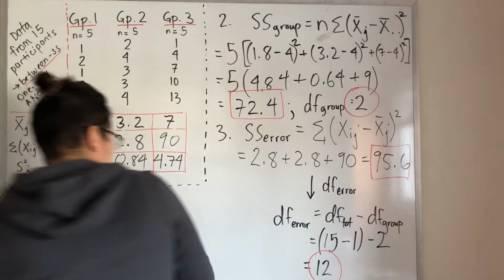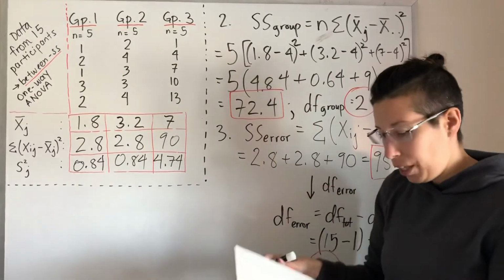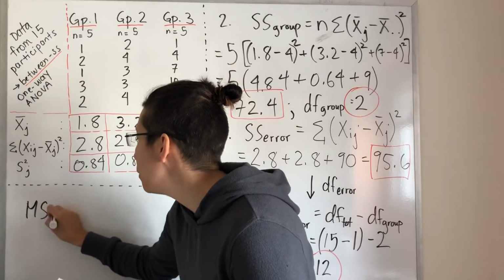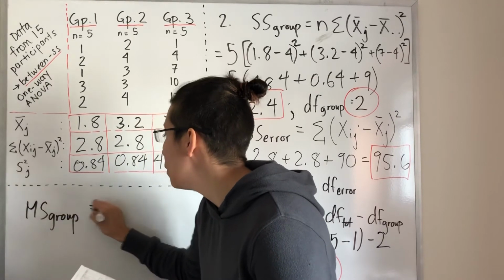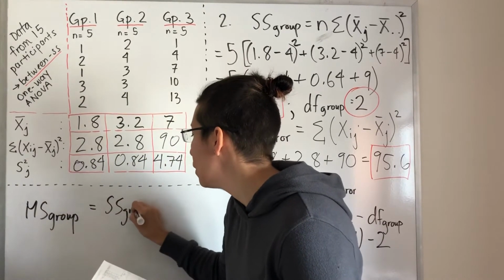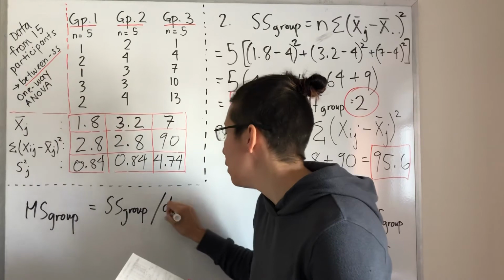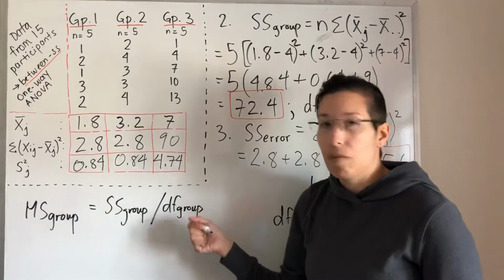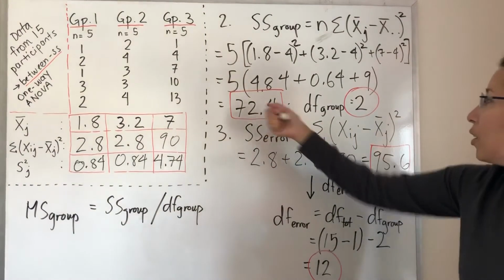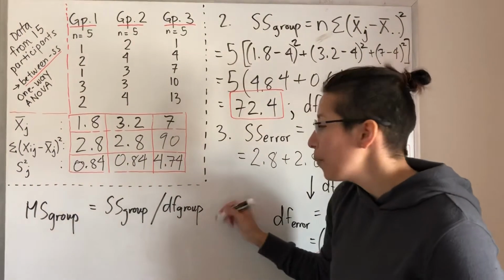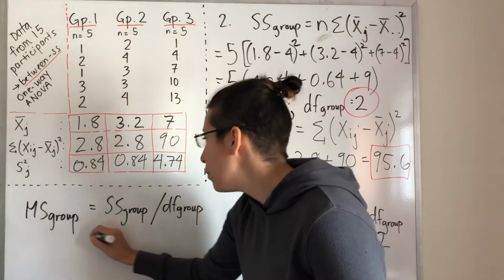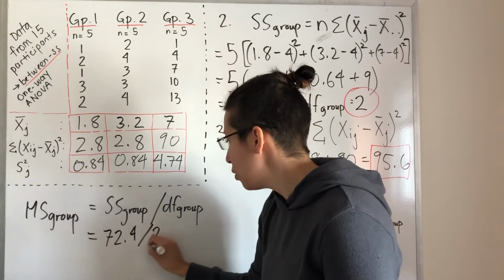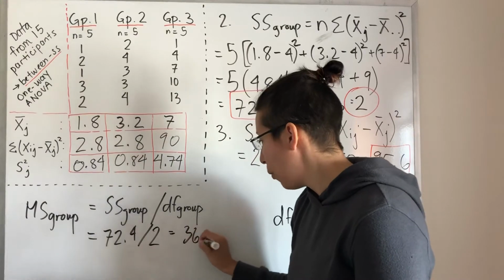So, oops. Okay, I'm going to cover what I'm doing here, but I'll rewrite it. So MS group is equal to SS group divided by the degrees of freedom group, which, I mean, you wouldn't have to write this out over and over again. You know that it's 72.4 divided by 2, right? But I'm just trying to be clear. So that would be 72.4 divided by 2, and that's equal to 36.2.